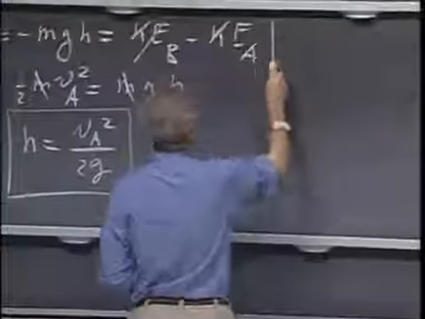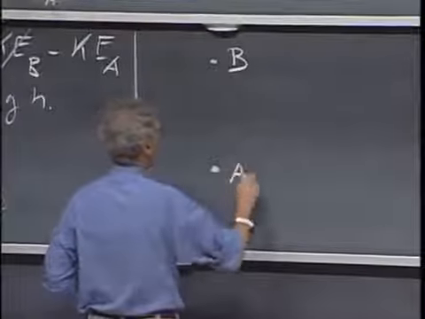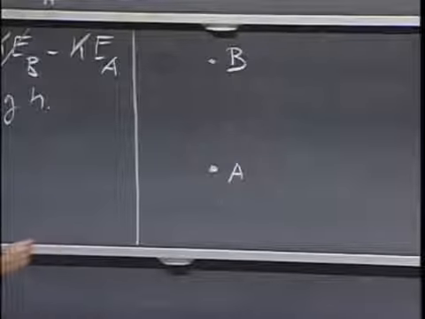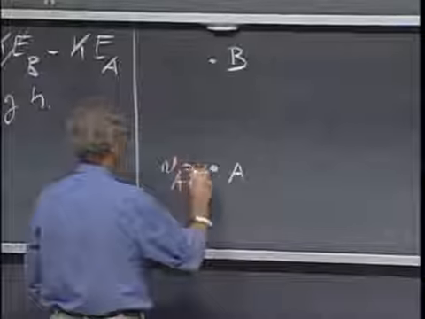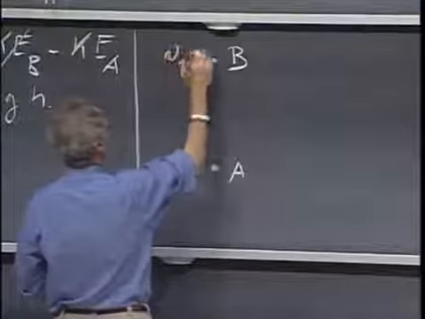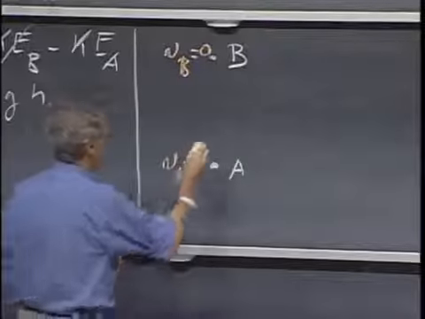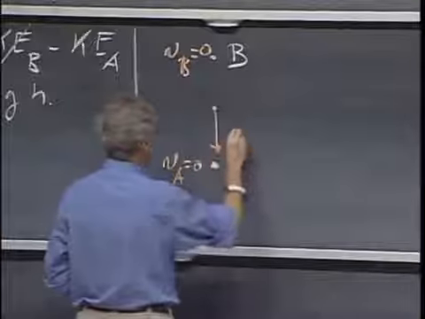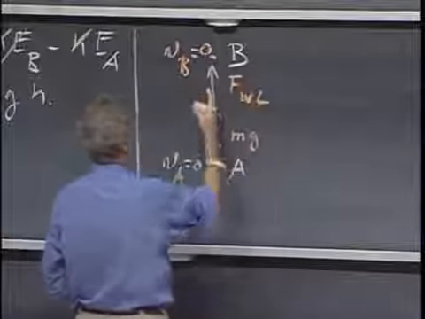I'd like to do a second example. I lift an object from A to B. I, Walter Lewin, take it at A. It has no speed here. VA is 0. It has no speed there. And I bring it from here to here. There's a gravitational force mg in this direction. So the force by Walter Lewin must be in this direction.